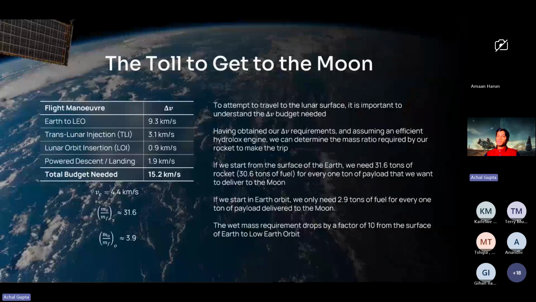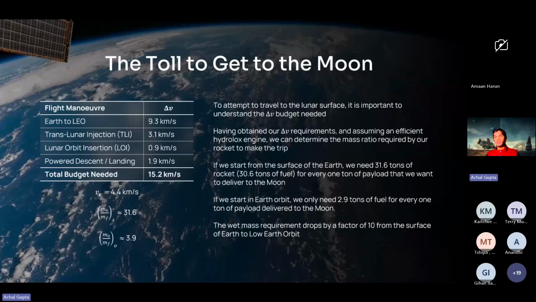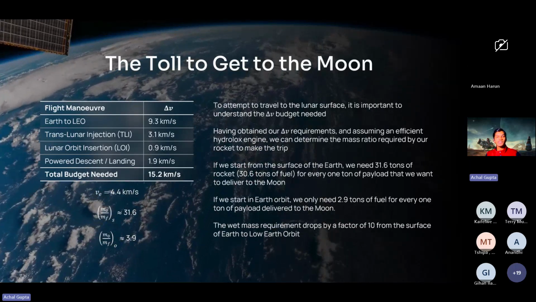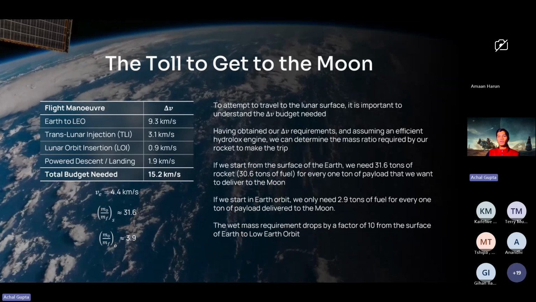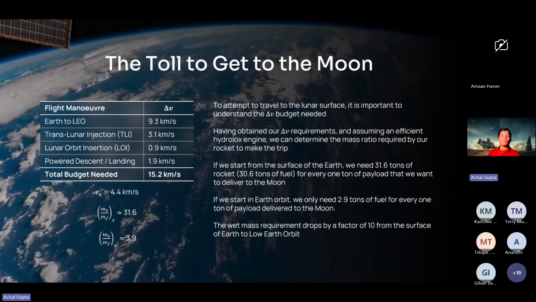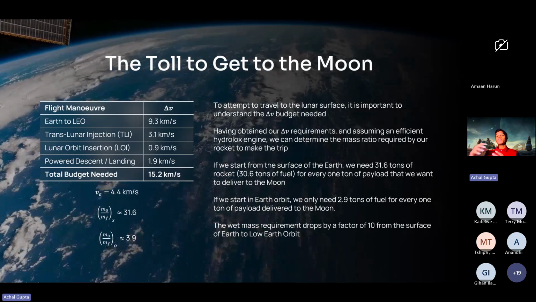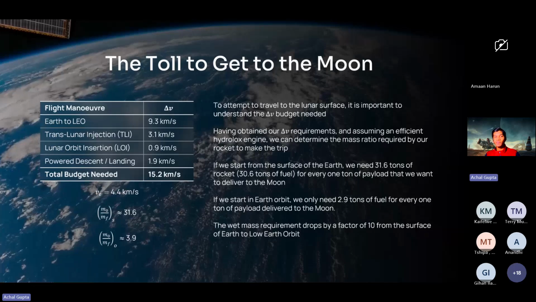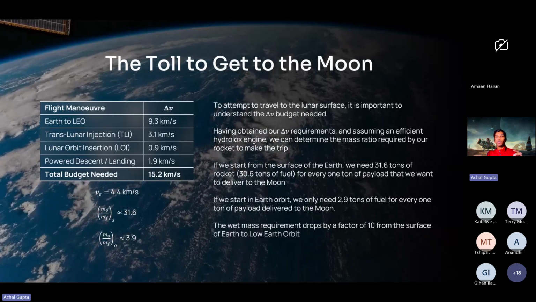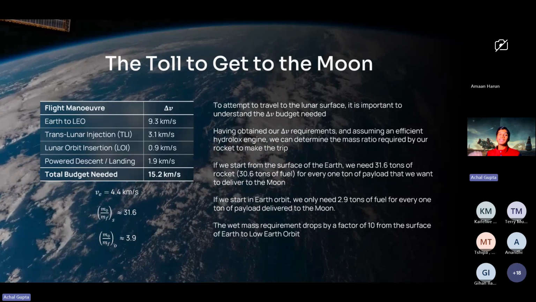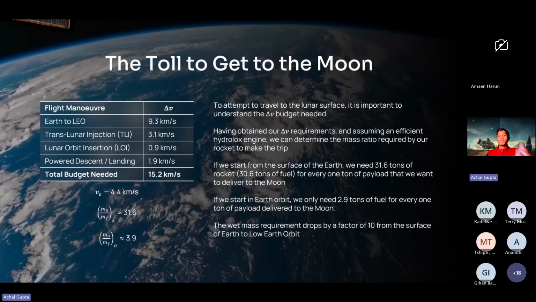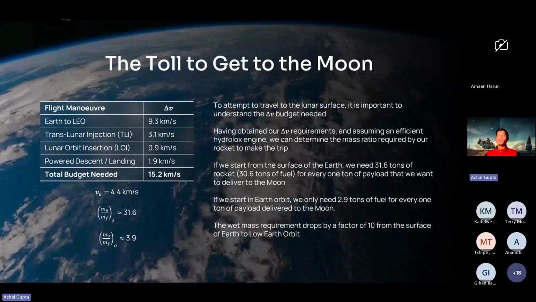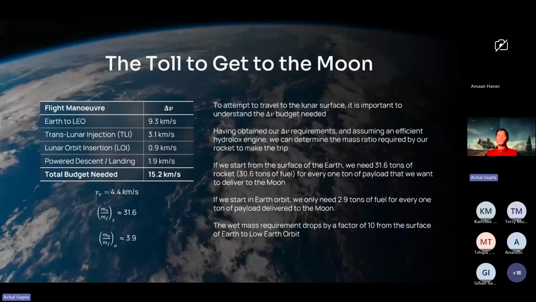Okay, moving on. We can now look at the delta V requirements to get to the moon. As I mentioned, delta V is the currency we use in space. To get from Earth to low Earth orbit, we need roughly 9.3 kilometers per second of delta V. To get from Earth on a trajectory that gets us to the moon, which is called a translunar injection, we need 3.1 kilometers per second. To capture in orbit around the moon, we need another 0.9, and to land on the moon, we need 1.9. I'm not even including the values to get from the moon back to the Earth, but you can see the high delta V requirements we have just to get to the moon.